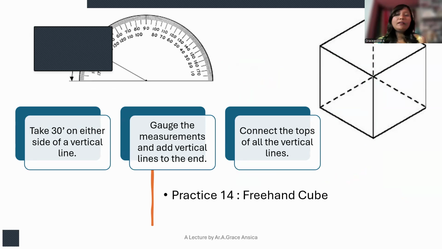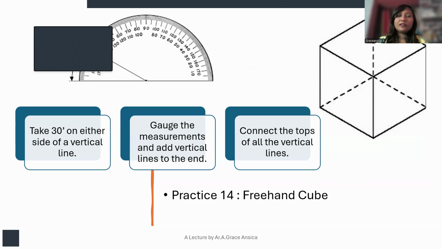How do I do my freehand cube? Okay, the cube is an isometric. I know that for an isometric drawing, it has to be 30-degree on either side. So draw a horizontal line, draw a vertical line as well. So that is here. This vertical line, draw a horizontal line here. To the horizontal line, get 30-degree on either side, 30-degree as well as 30-degree.